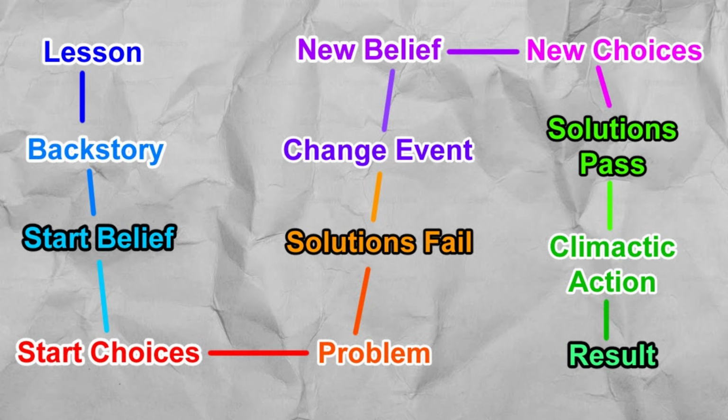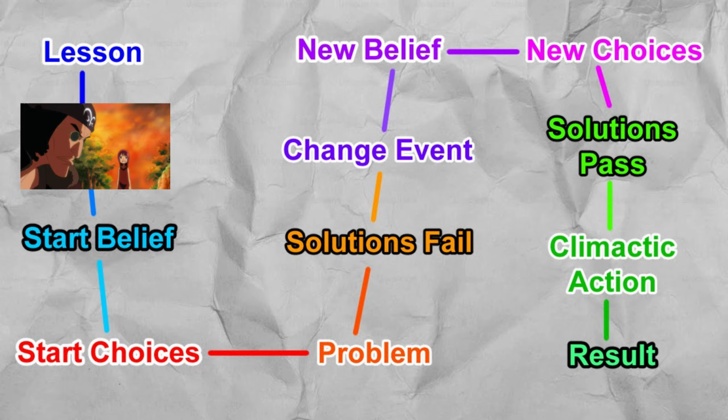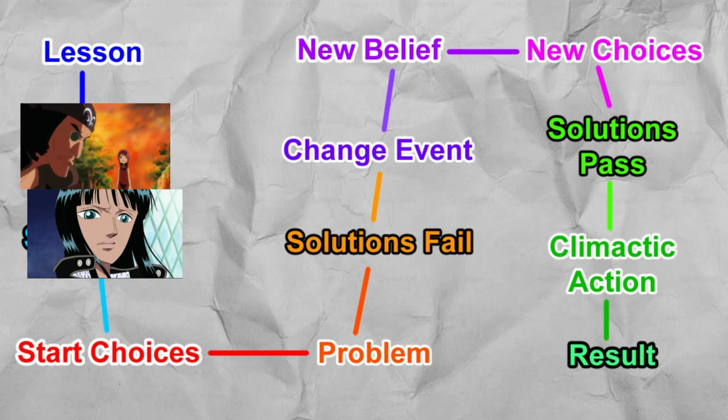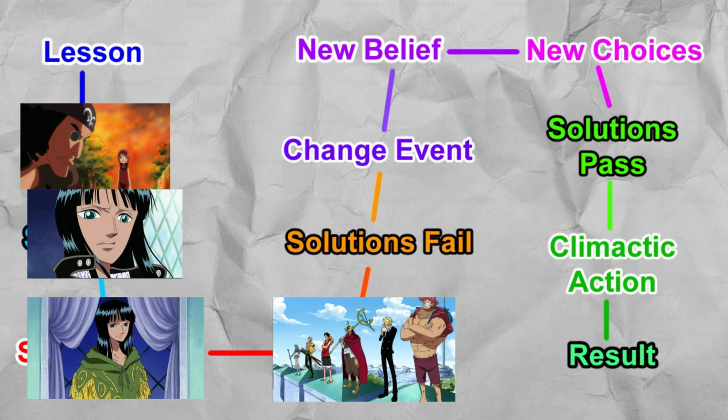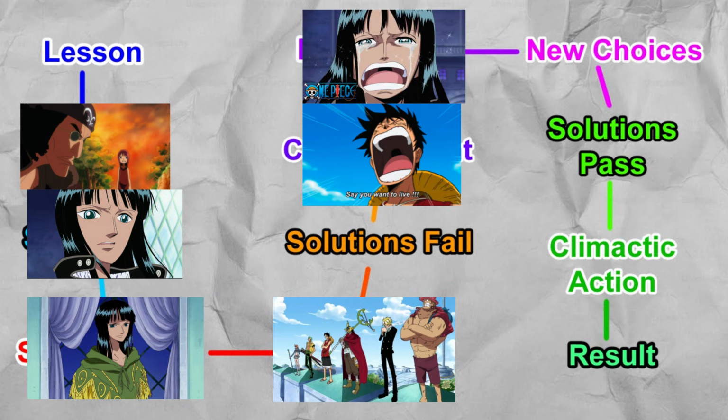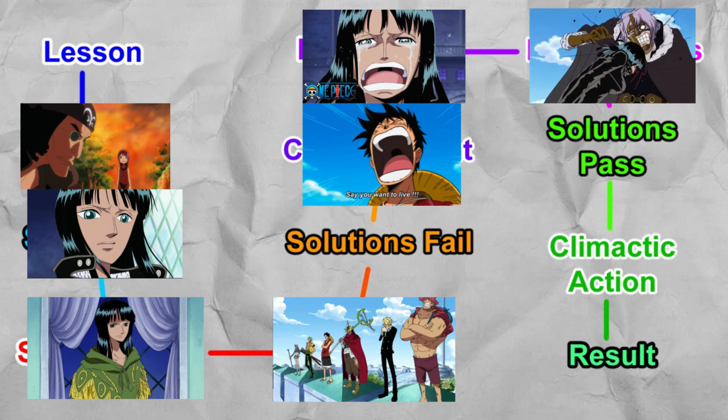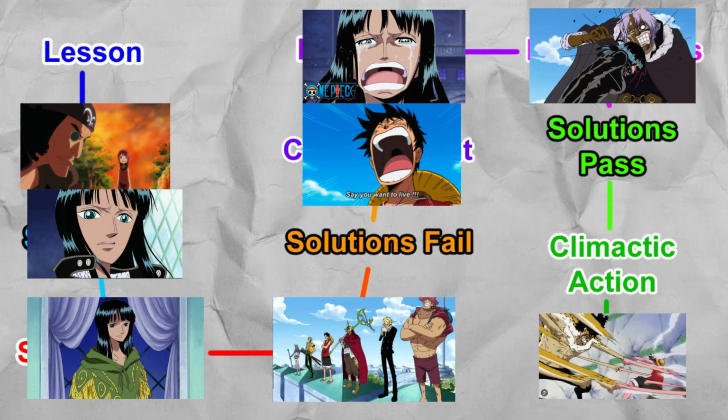The first example is Enies Lobby. The lesson is that you should live for your friends. Robin's backstory is tragic. It makes her believe that she should die for her friends. She makes the choice to go with CP9 peacefully. This is a problem for the Straw Hats, and they go to save her. Luffy's iconic speech to her changes her mind. Her new belief is that she wants to live for her friends. She makes choices that delay the impending doom, and Luffy's ultimately successful. It hits most of the steps.